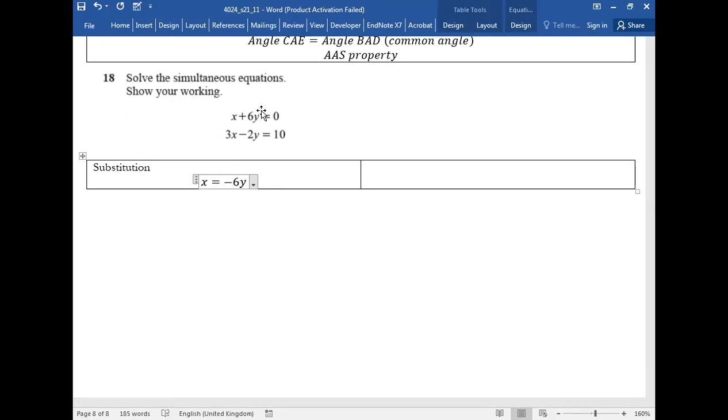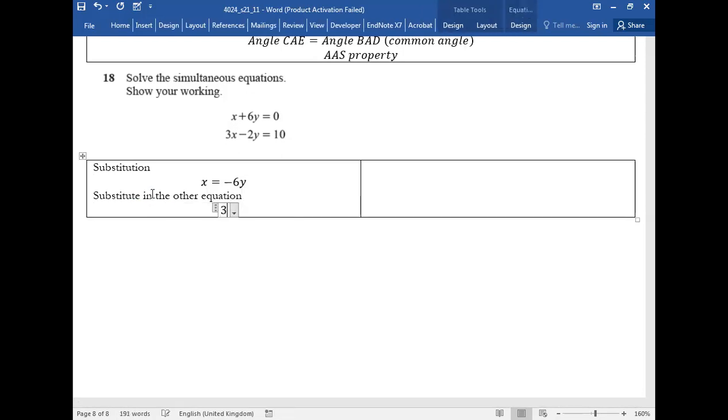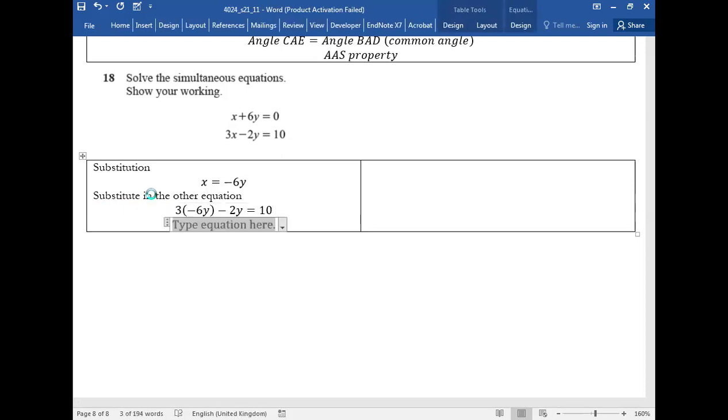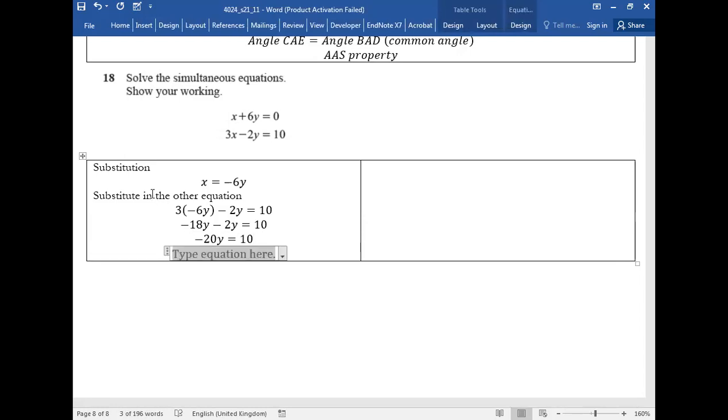So now what do I do? I substitute this in the other equation. The substitute, the bracket, minus 6y, minus 2y is 10. 3 into minus 18y, minus 2y is 10. Step by step, do not copy anything. Try to do it on your own and then verify. Minus 20y is, now minus 20 is being multiplied by y.